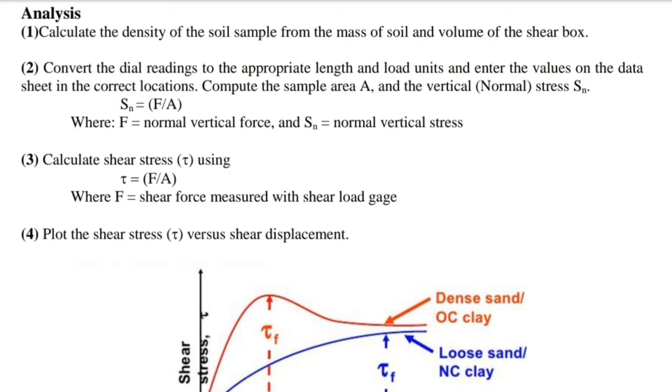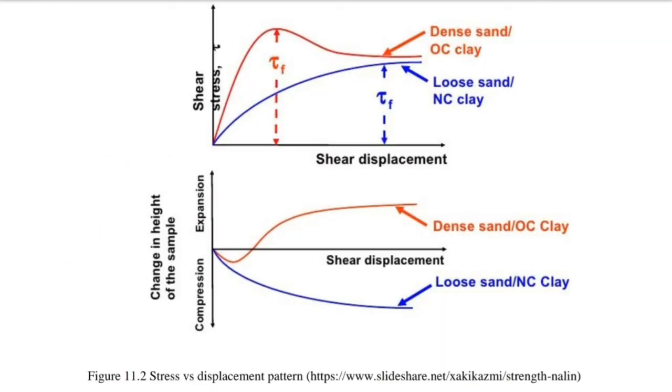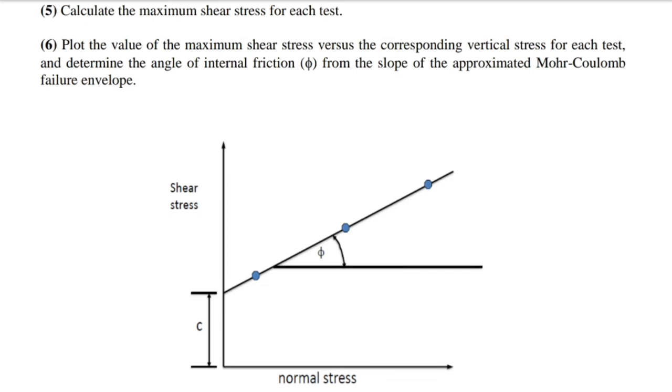4. Plot the shear stress tau versus shear displacement. 5. Calculate the maximum shear stress for each test. 6. Plot the value of the maximum shear stress versus the corresponding vertical stress for each test, and determine the angle of internal friction phi from the slope of the approximated Mohr-Coulomb failure envelope.